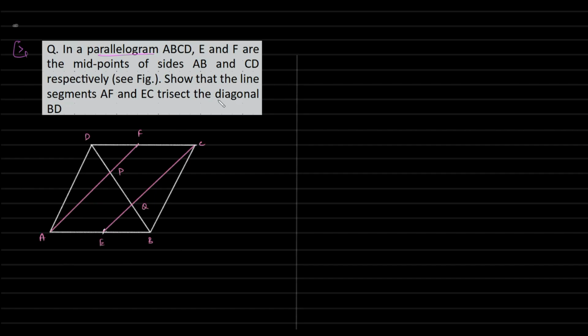So first thing is, what does trisection mean? Trisection means that we have to prove DP is equal to PQ is equal to QB. Trisection means three equal parts. So let's begin with what is given.